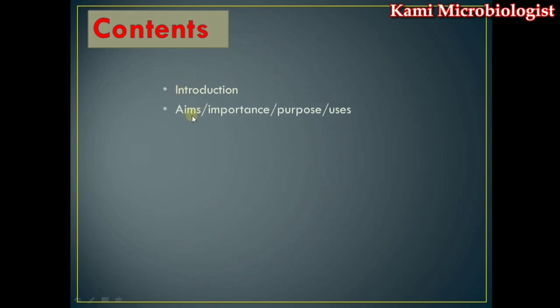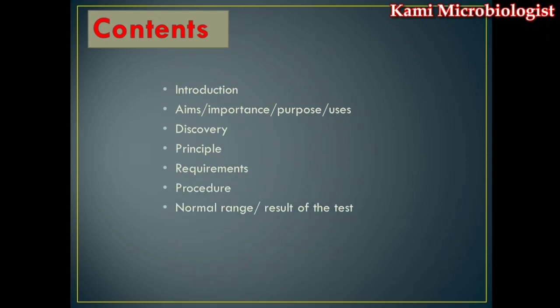Then we are going to see what its purposes, importance, or uses are, meaning for what purpose we use that test. Then we are going to see who discovered this test, the principle of the test, requirements, procedure, how to perform that test, the normal range, meaning the result of the test, and high and low osmotic fragility. There are some conditions and diseases in which the osmotic fragility is increasing and decreasing. So we are going to see all these, each and everything, in detail.